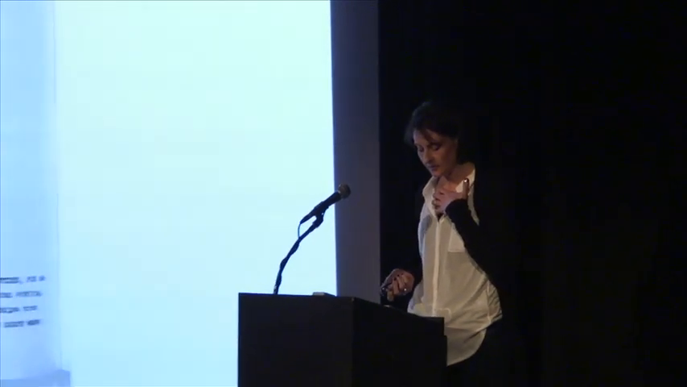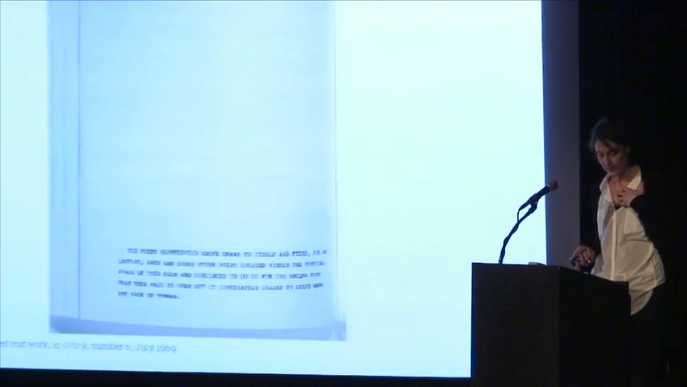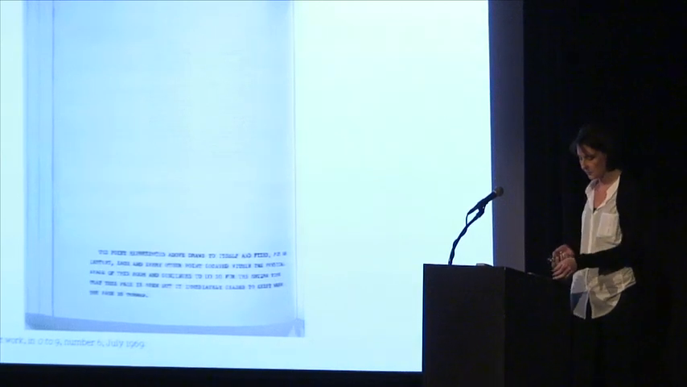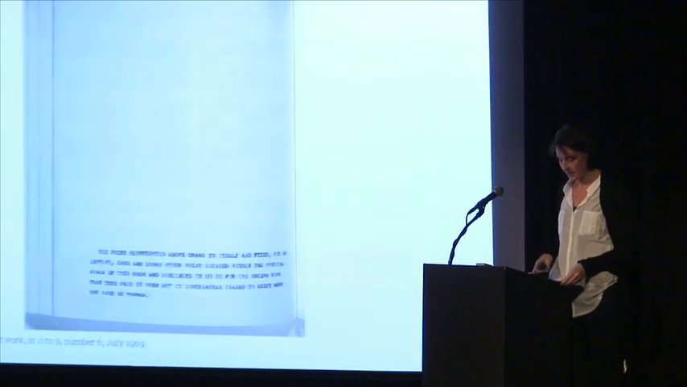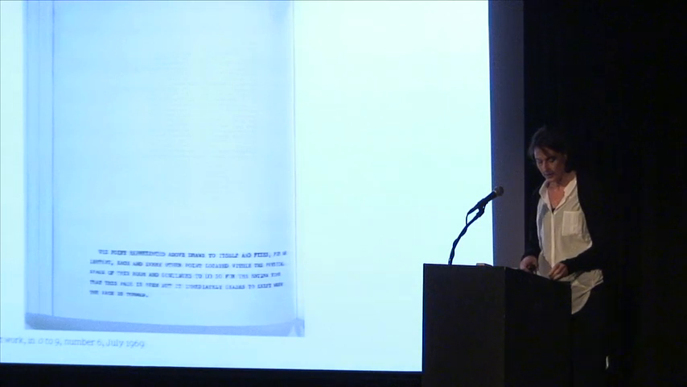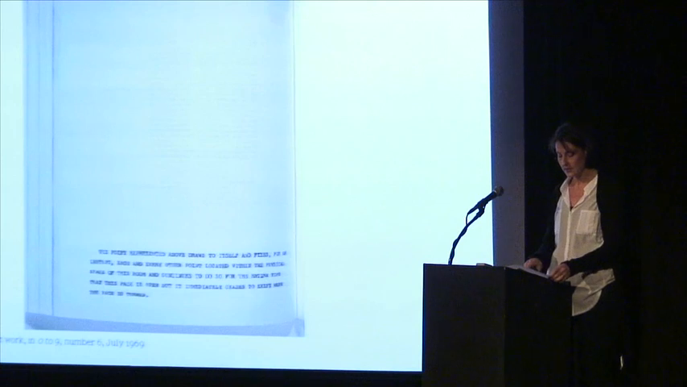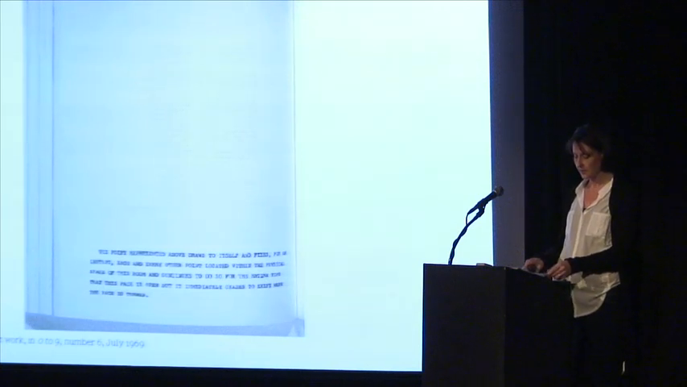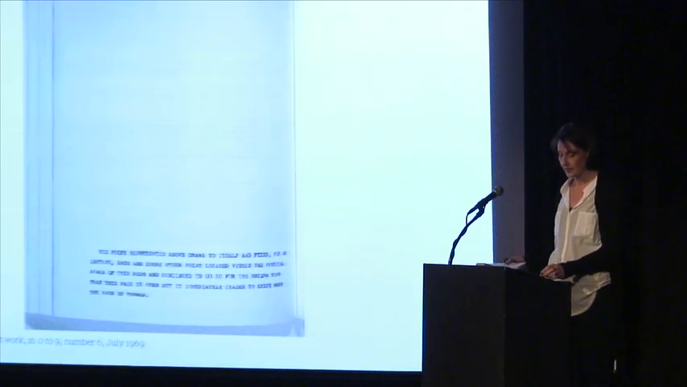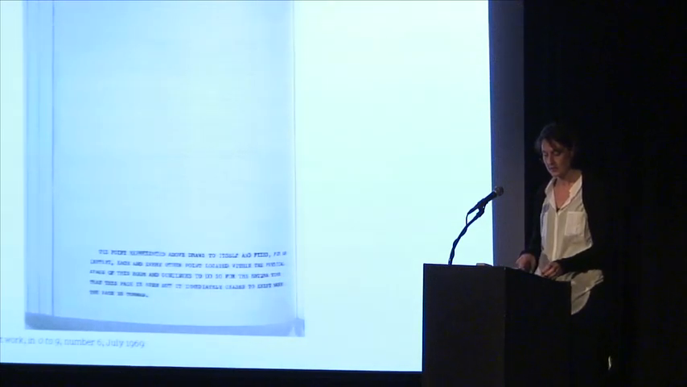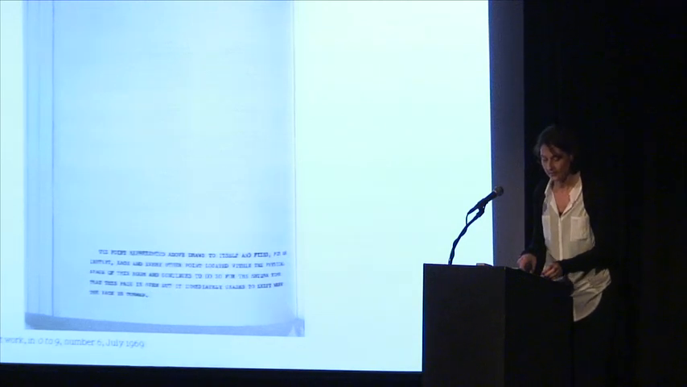Similarly, a work by Douglas Hubler in the same issue of 0 to 9 presents a single sentence positioned at the base of an otherwise blank page, and here the wording of the text serves to connect the page to the wider 3-dimensional space surrounding the magazine. It reads as follows: the point represented above draws to itself and fixes for an instant each and every other point located within the physical space of this room, and continues to do so for the entire time that this page is open, but it immediately ceases to exist when the page is turned.